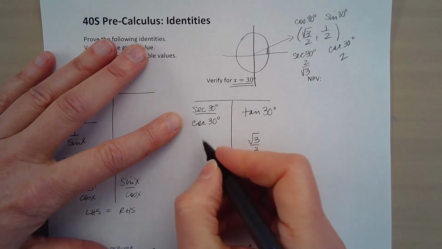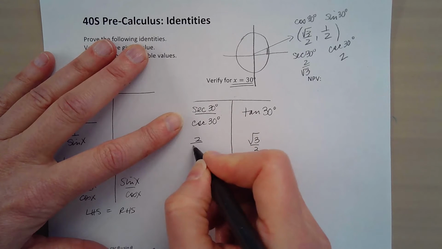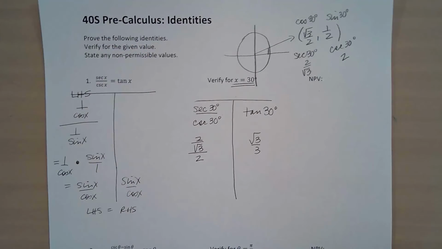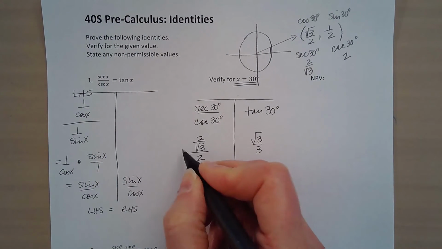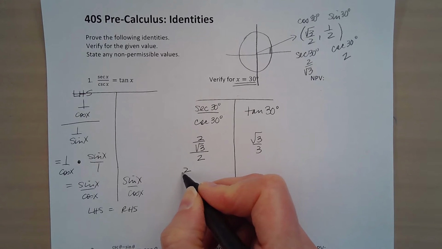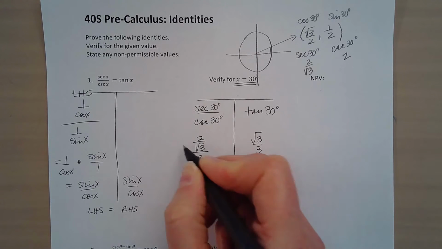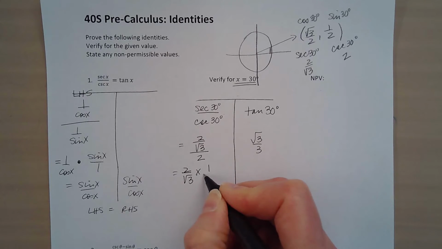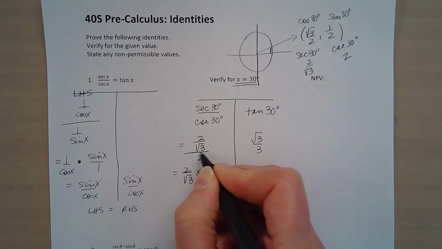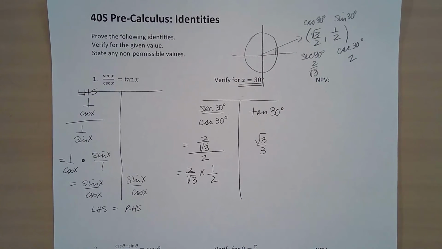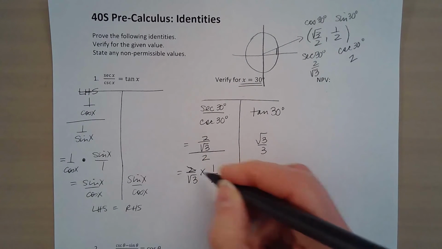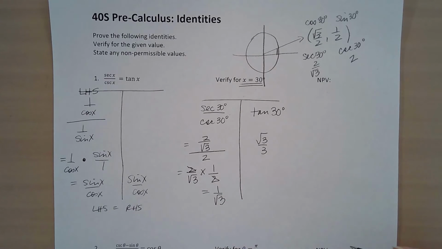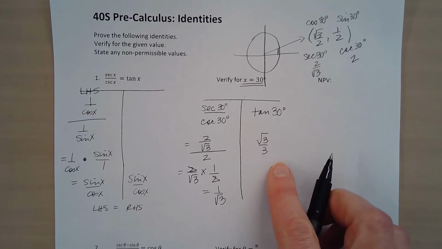So I have secant of 30 is 2 over root 3 divided by 2. So then that becomes 2 over root 3 times 1 over 2, right? It was being divided by 2, so times 1 over 2. My 2's cancel nicely, and I have 1 over root 3. I see a lot of similarities, but these aren't the same, or are they?